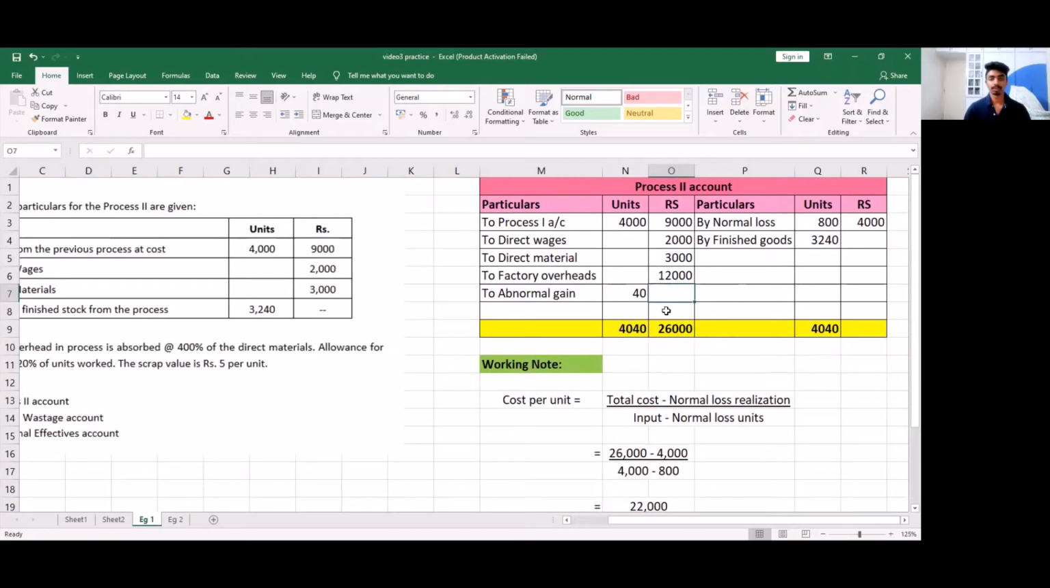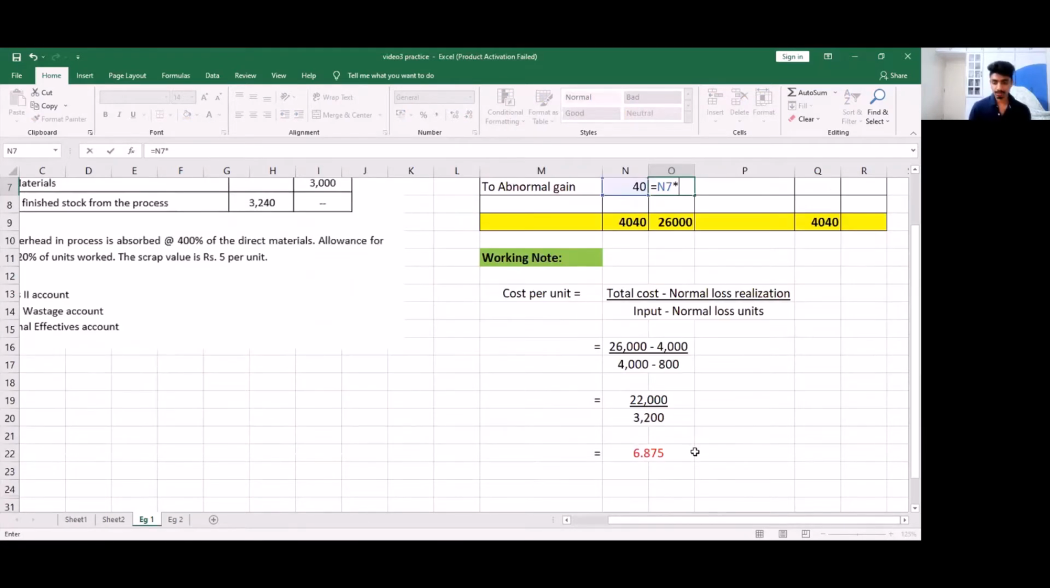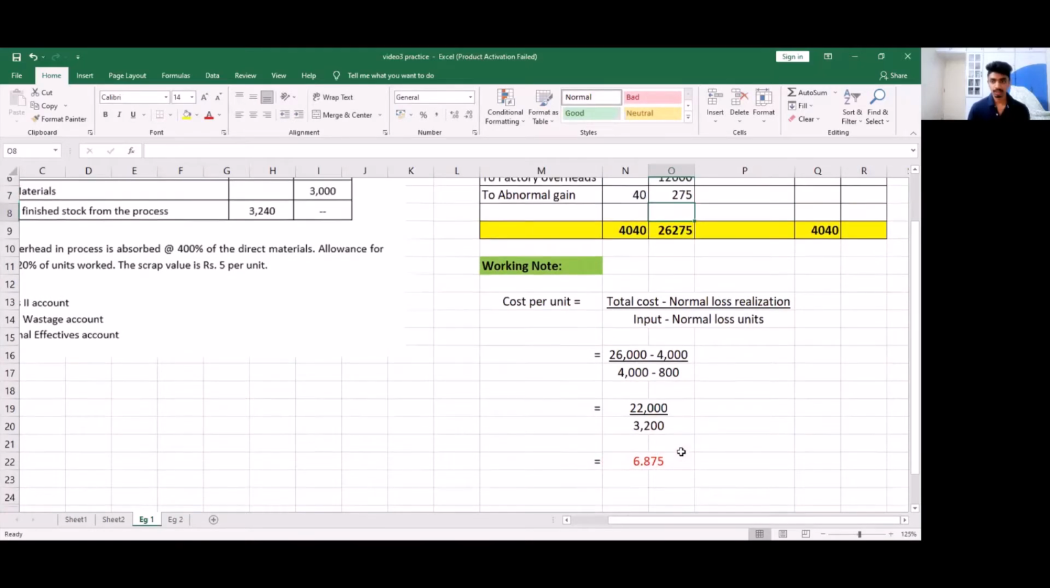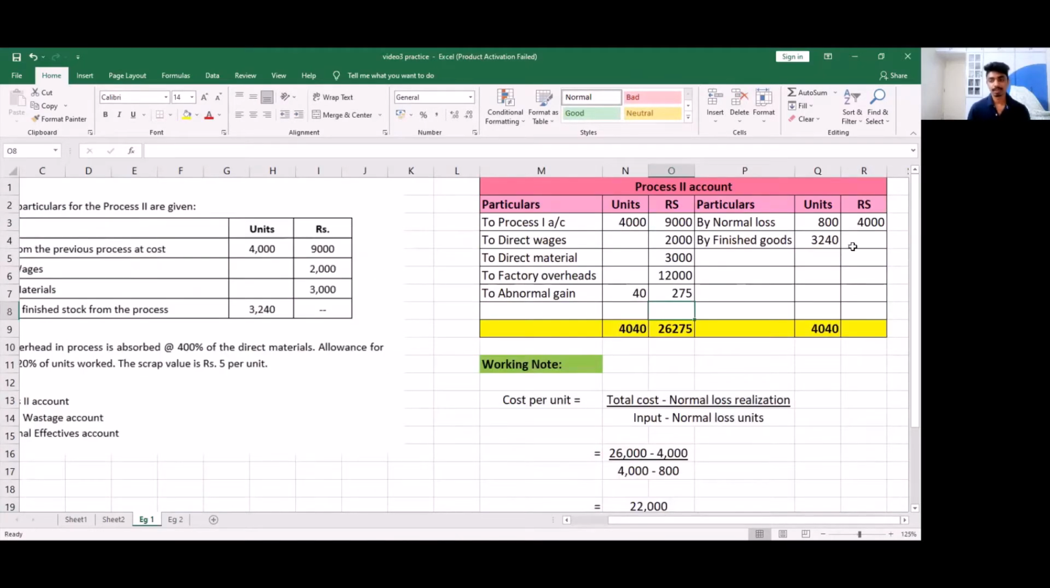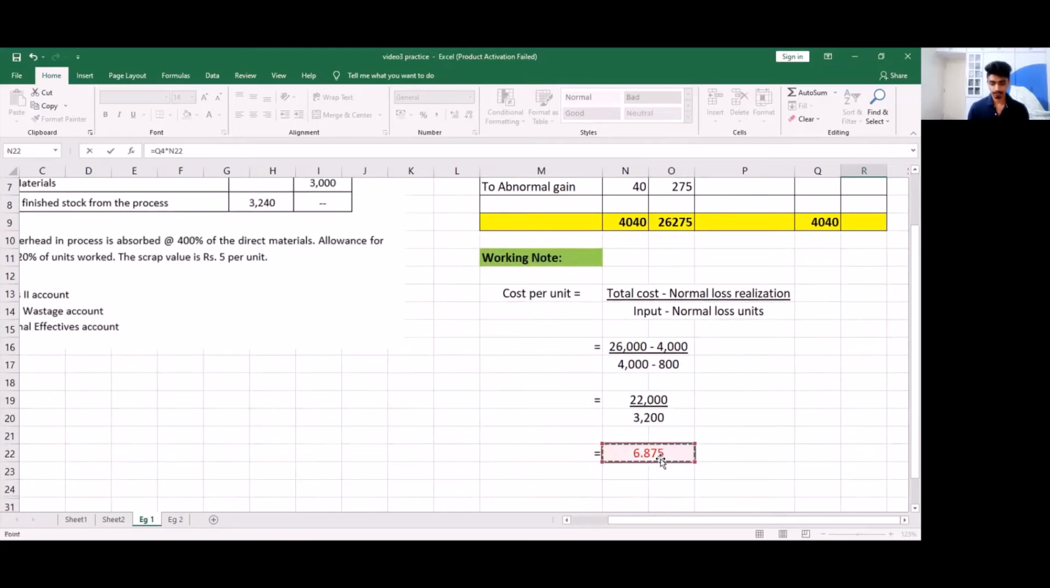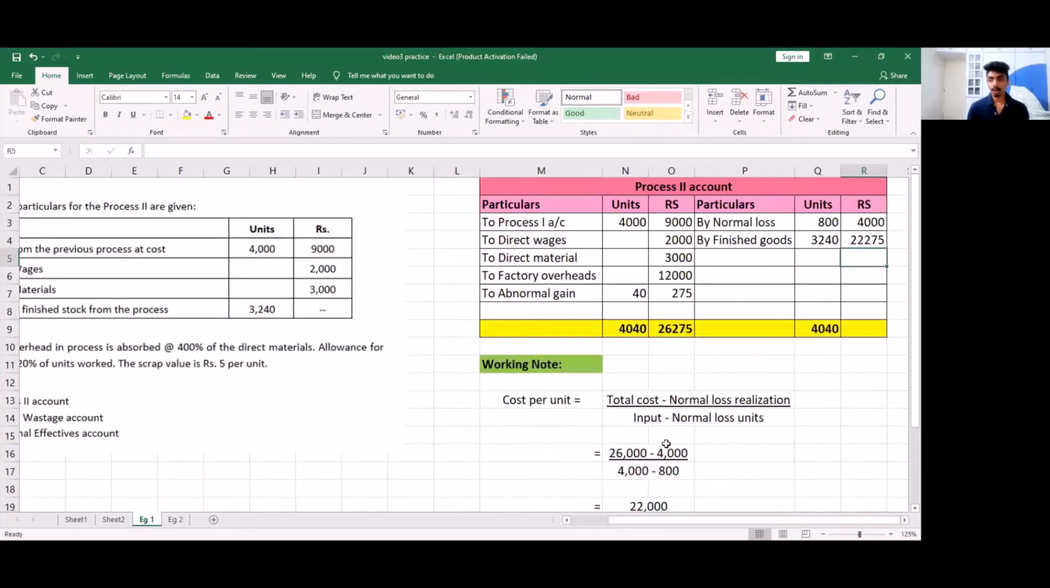Now to get our abnormal gain value, we are going to multiply 40 into 6.875. We get 275. Next, to find finished goods, we're going to multiply the number of units into the cost per unit. Now, let's sum the credit side to see if the account tallies.